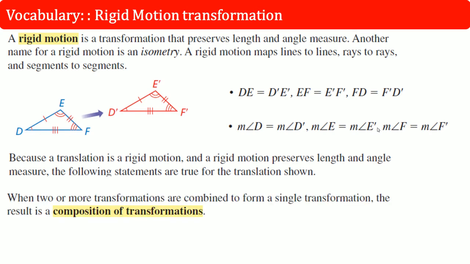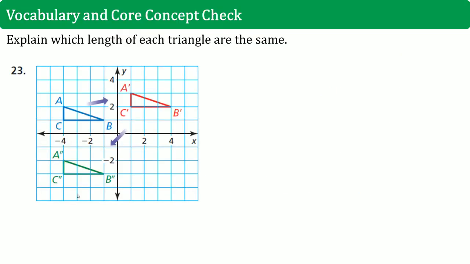Please understand that you can have multiple translations. When you have multiple transformations, it is considered a composition of transformations. The composition means there's more than one transformation that occurs. Composition is a combination. So let's make sure you can understand the vocab.